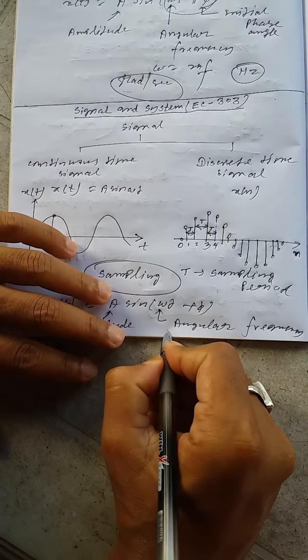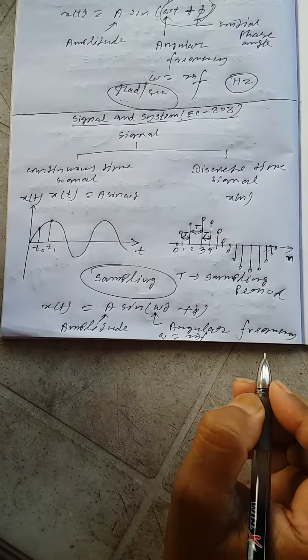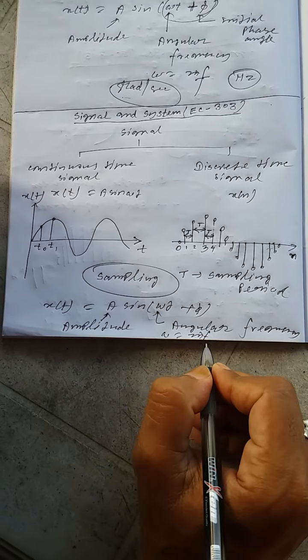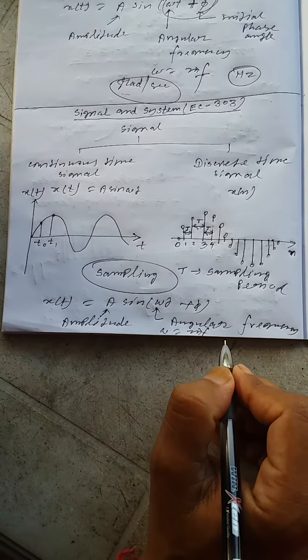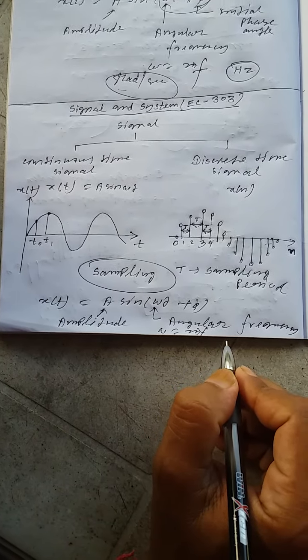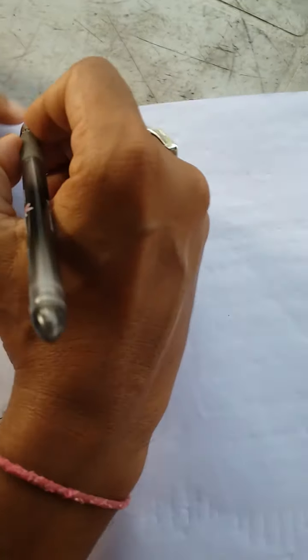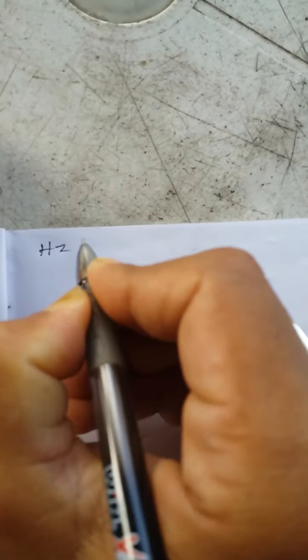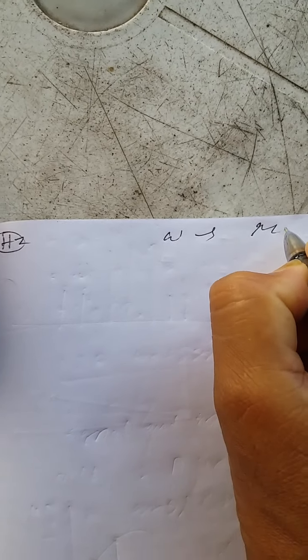Okay, omega is equal to 2 pi f. The relationship between angular frequency and the normal frequency is omega equal to 2 pi into f. F is the frequency. What is the unit of f? That is hertz. The unit of f is hertz. So the unit of omega is radian per second.